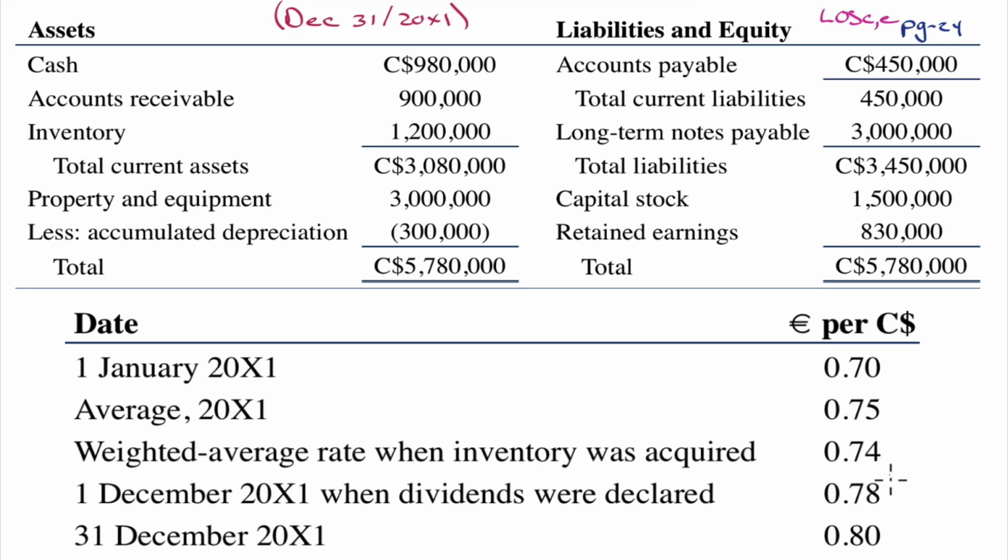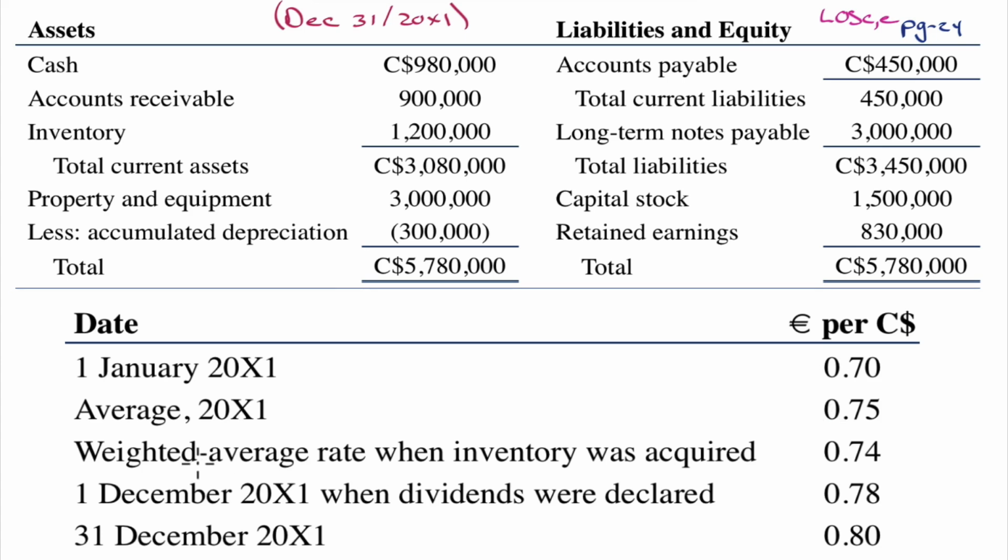Here are some currency rates we're going to need going forward. We're going to need a rate for January 1st, 20X1 because that's the date we capitalized. It was 70 cents. This is euros per Canadian dollar. So what this means, it's how many euros we're getting per Canadian. So that means 1 Canadian dollar is buying 0.7 euros. The average throughout the year, the average rate was 0.75.